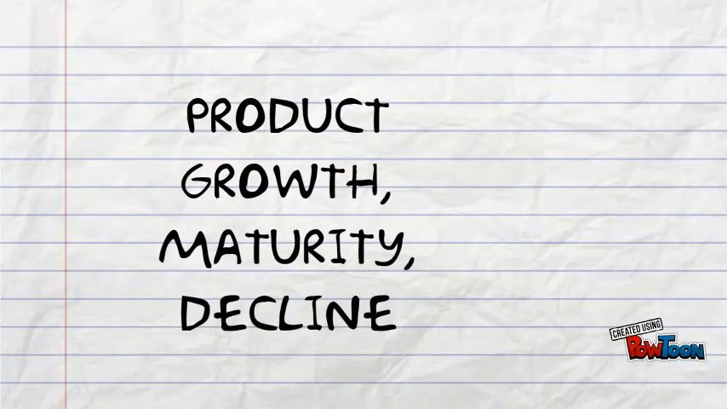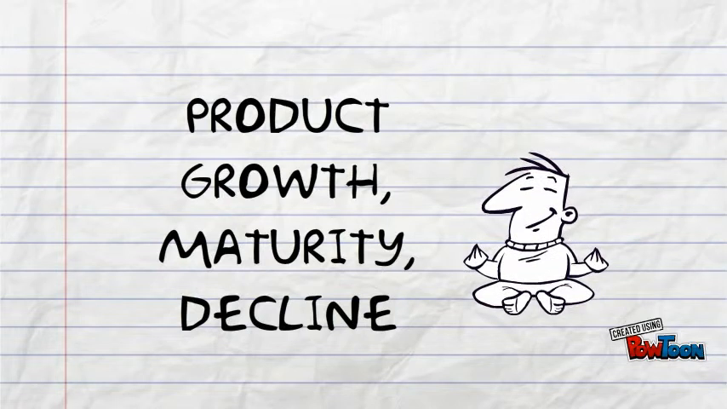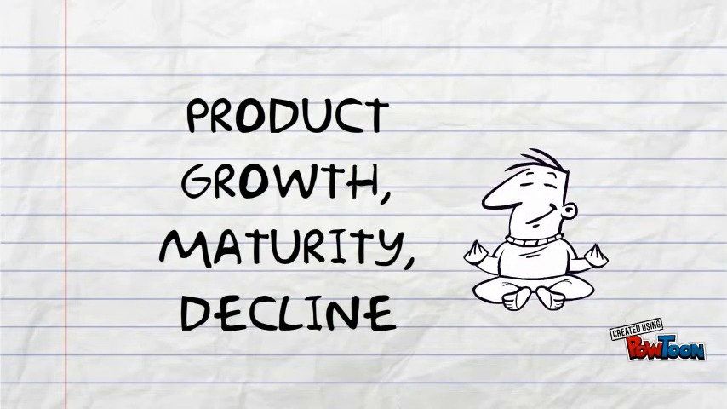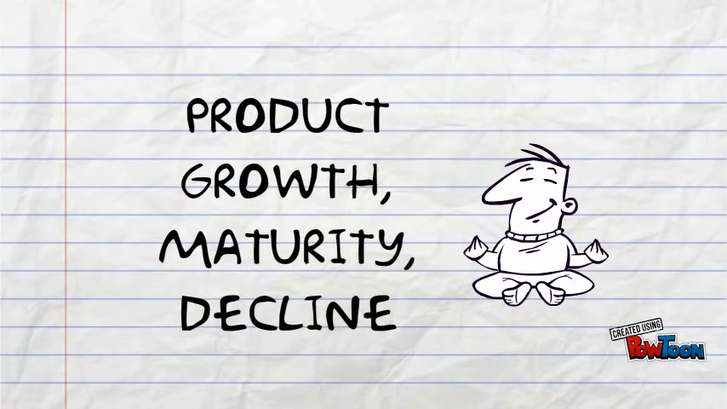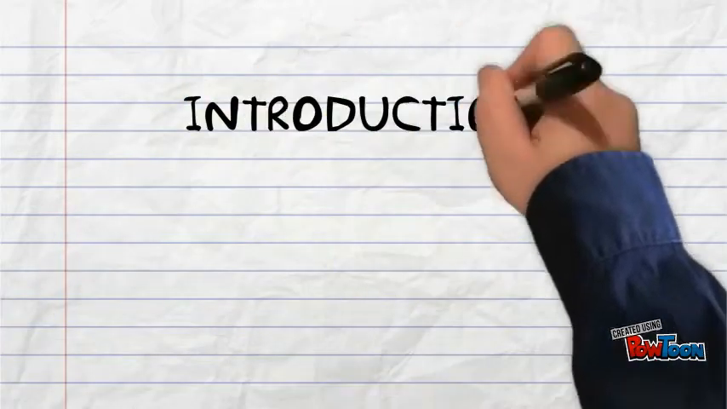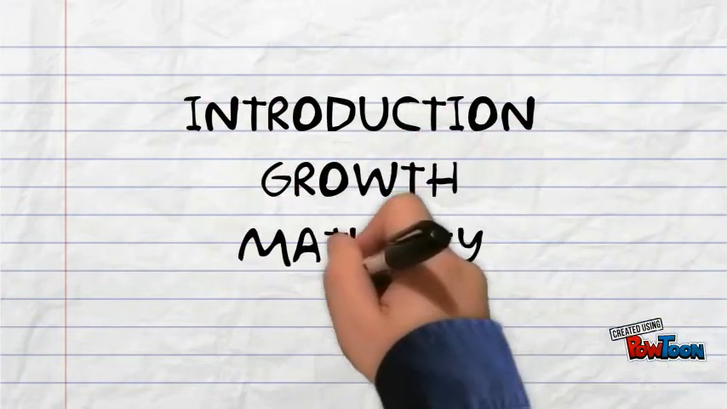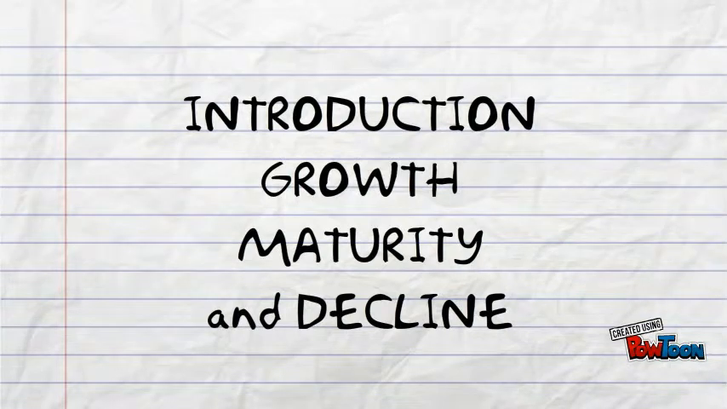Our textbook defines the product lifecycle as the characterization of product growth, maturity, and decline over time. It is important to understand it because when goods and services change, so must the processes and value chains that create and deliver them. The traditional product lifecycle consists of four phases: introduction, growth, maturity, and decline.